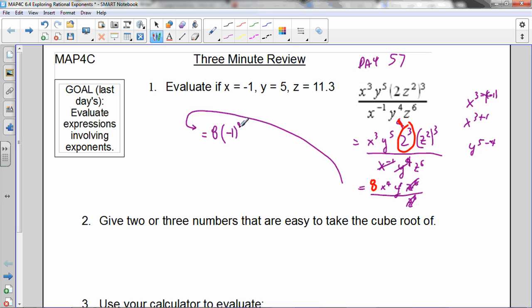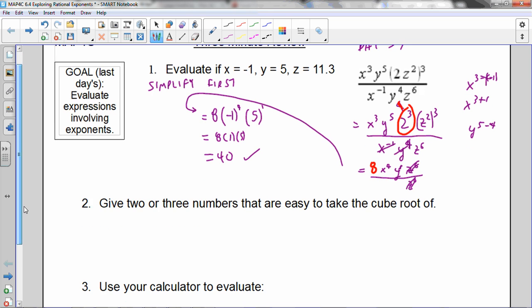Notice, until this point, I haven't needed my calculator, so that's good. I'm going fast. Y to the exponent 1. -1 to the exponent 4 is just 1. And so what do I got? I got 40. That's it. That whole thing, this whole mess with 11.3s and 5s and exponents simplified down to 40, and in not very much work as long as we knew to simplify first. Simplify first.